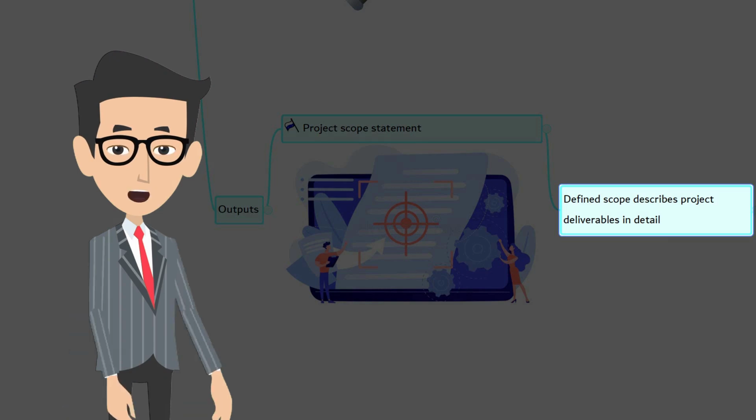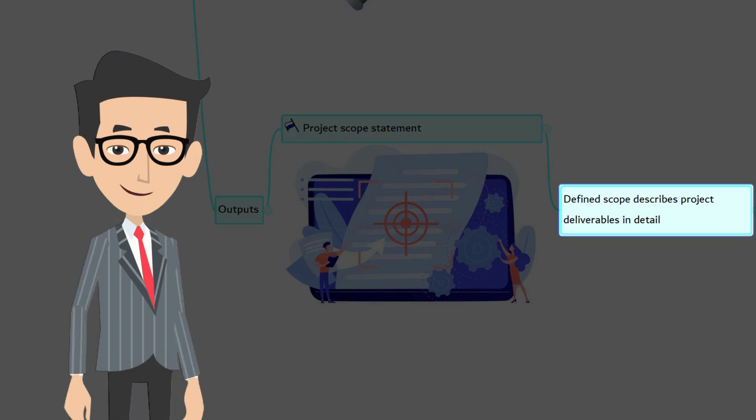The scope may contain the scope exclusion explicitly. That is, what is not part of the scope. It may be detailed as an exclusion. This helps to avoid confusion between scope inclusion and scope exclusion. This helps to reduce, of course, the scope creep.